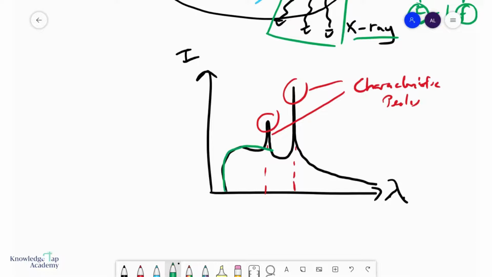There is also this nice little curve at the bottom of here. This is called the continuous spectrum, which we will talk about as well. And there is also one last thing. The continuous spectrum cuts off abruptly at some lambda naught, which is what we call the minimum wavelength, and we'll also understand why there is a minimum wavelength.